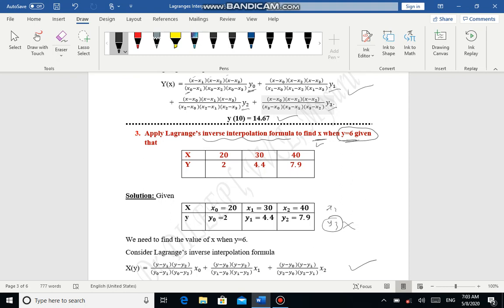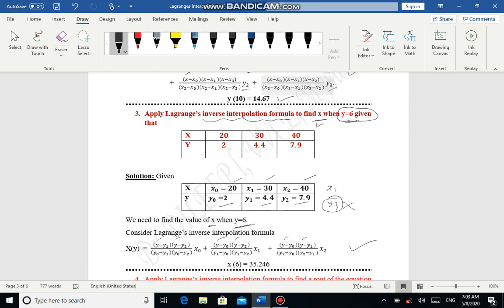So as usual, we are finding the value of x when y is equal to 6. So y is 6, and we are given y0, y1, y2, everything. Similarly x0, x1, x2. Substitute in the formula, you will get the value of x when y is equal to 6. So observe, there is no difference between Lagrange's interpolation formula and Lagrange's inverse interpolation formula.